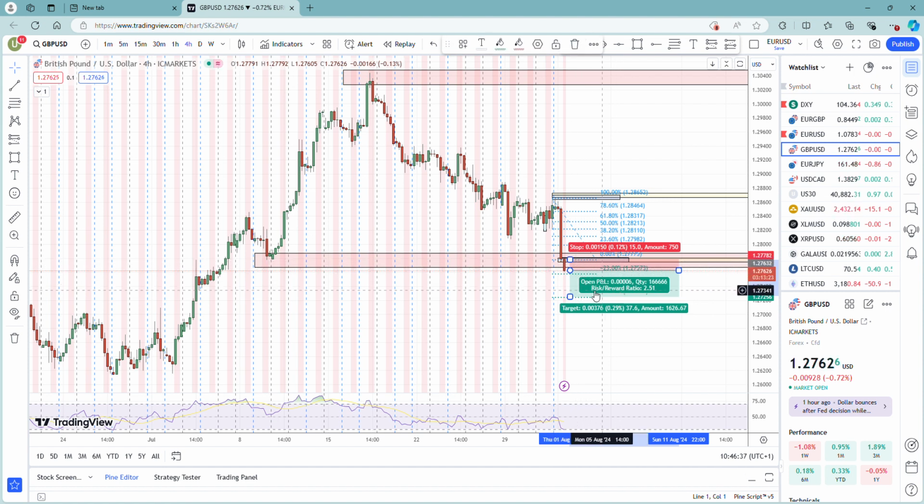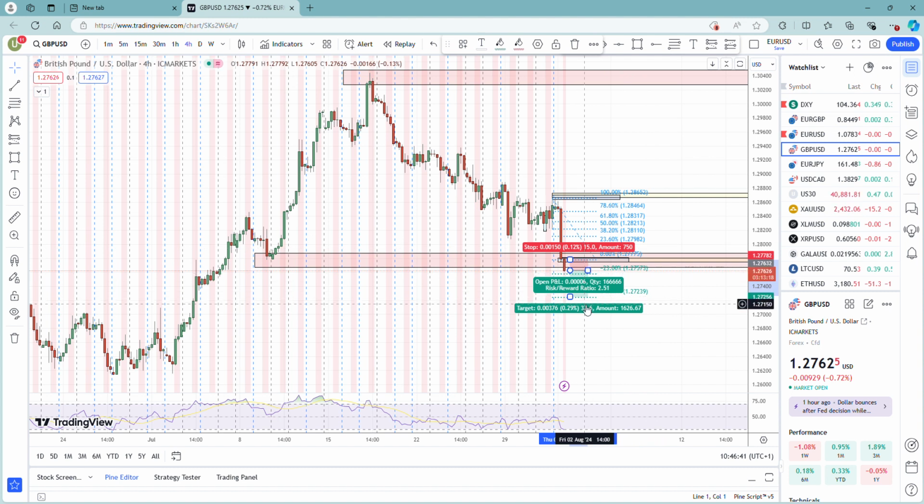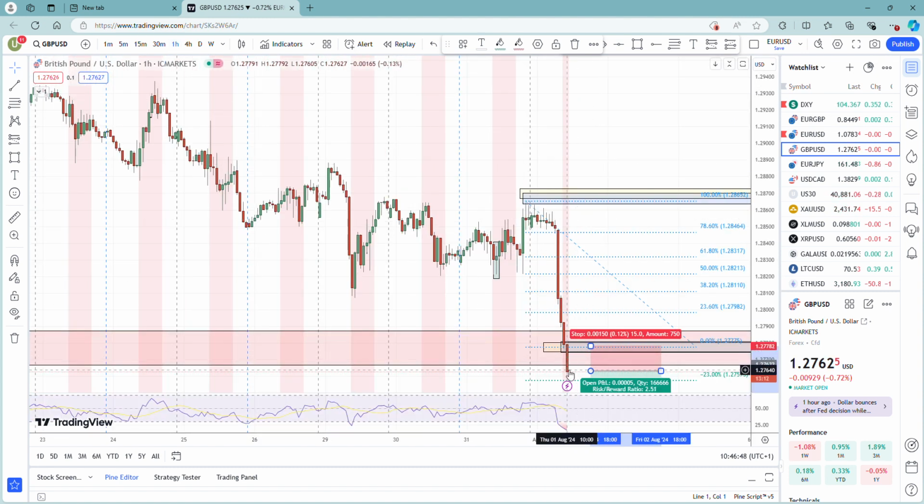So I'm actually going to enter a sell trade right now because the risk to reward ratio is good. I'm risking 15 pips to win 37. That's a risk to reward ratio of 2.5. It's at a support level. It's breached it on the H4. It's breached it on the H1.